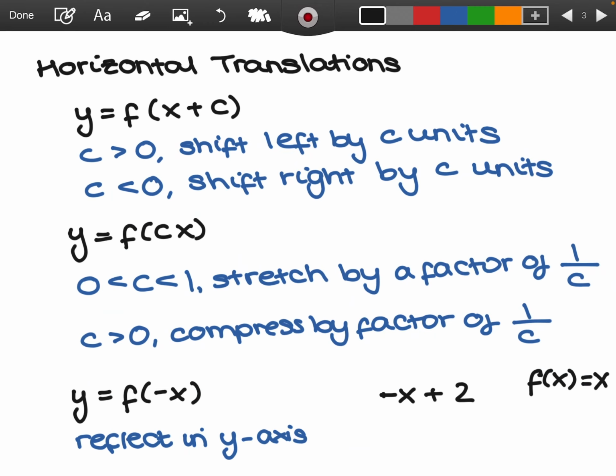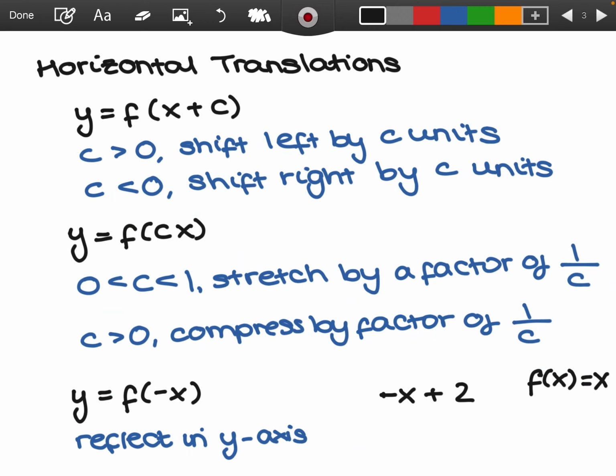If I now replace every x in my function by cx, and c is a fraction between 0 and 1, it's actually going to lead to a stretch. So if I replace every x by, let's say, 1/2 x, I'm actually going to stretch everything by a factor of 2 in the x direction. If c is greater than 1, so if I replaced every x by, let's say, 2x, then I would actually compress it by a factor of 1/2. So you do the opposite to what you think.